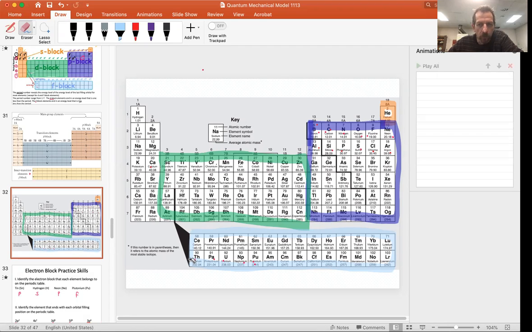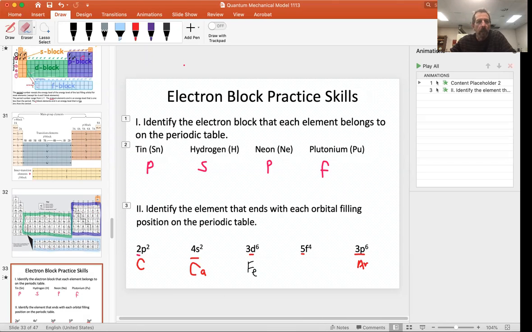So we'll count over to the 5f4 position. f1, f2, f3, f4. So neptunium, Np, its configuration would actually end at 5f4. And that's how we relate the position on the periodic table to what its configuration would end with. And that's critical to the next thing that I'd like you to begin to see.